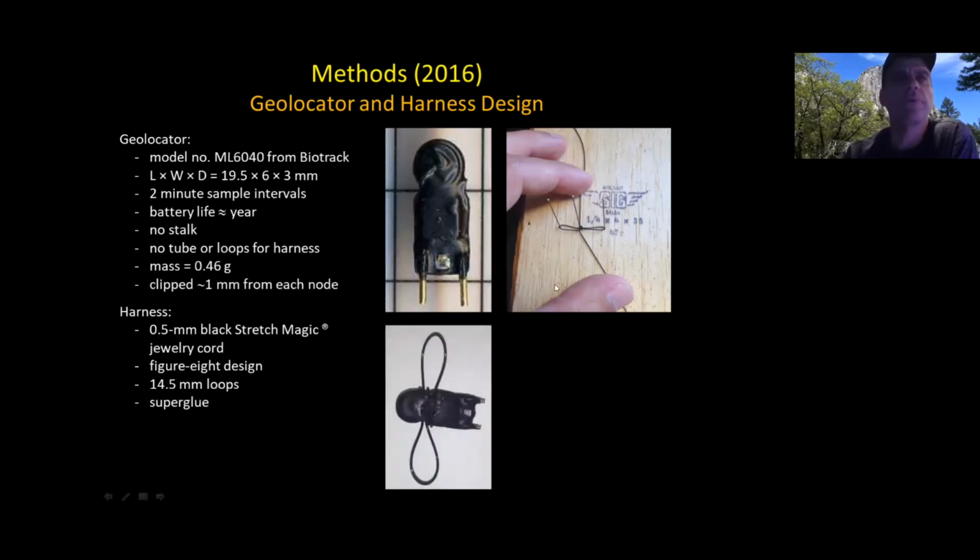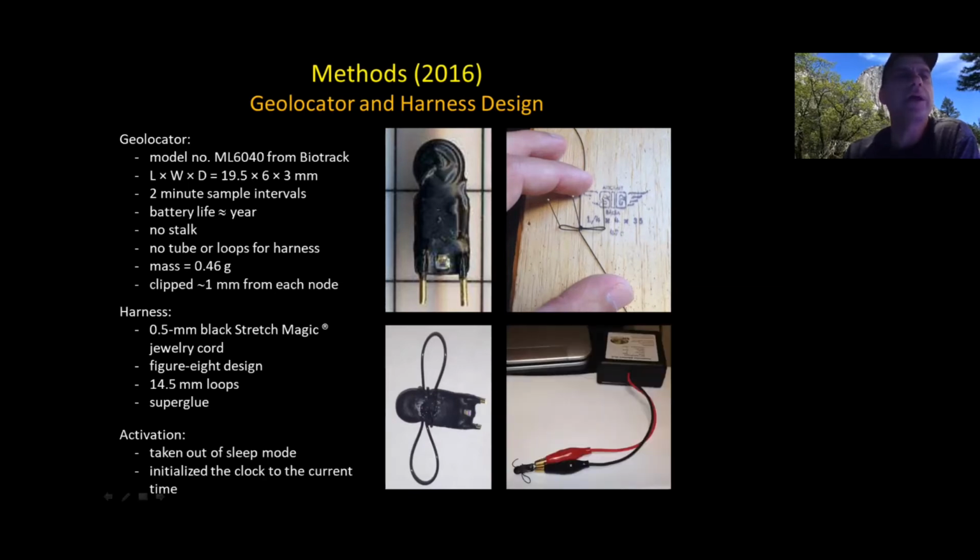And then I used a drop of super glue to attach the harness to the underside of the geolocator, and then I cut off the extra length of the cord and glued that onto the top of the geolocator so there were no loose ends sticking up. And this is what the final product looked like. Finally, when heading out to the field, we would activate the geolocator the night before we expected to use it. That means we took it out of sleep mode and initialized the clock to the current time.